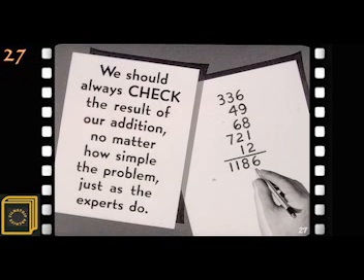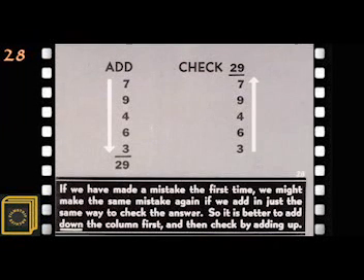We should always check the result of our addition, no matter how simple the problem, just as the experts do. If we have made a mistake the first time, we might make the same mistake again if we add in just the same way to check the answer. So it is better to add down the column first and then check by adding up.